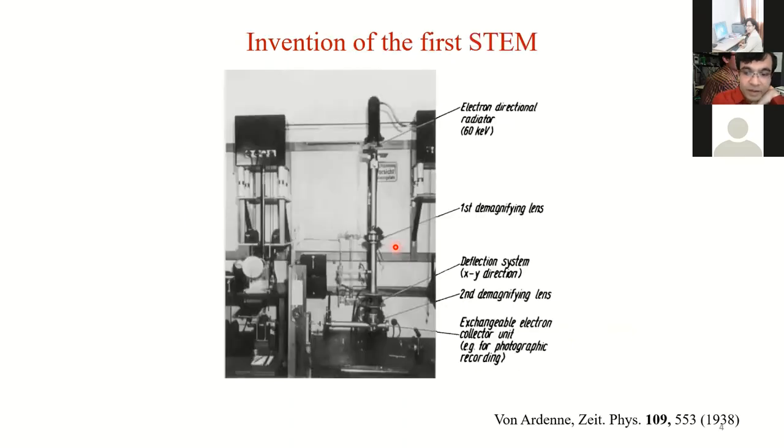Then Ardenne, right after the invention of the conventional TEM, in 1938 invented the STEM, the scanning transmission electron microscope. At that time, it wasn't really good because we didn't have a high brightness tip as the electron source, and we had a clumsy recording system. So it wasn't very efficient at that time.